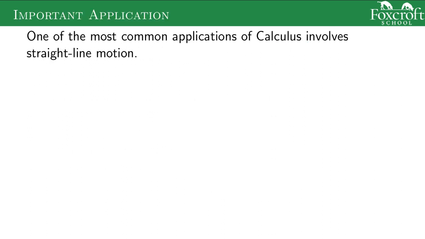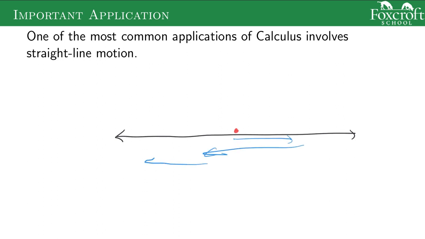All right, one of the most common applications of calculus involves straight line motion. So a lot of times it'll talk about this particle. They'll put a particle on a straight line, so like a dot, and it'll go right and it'll go left and it'll slow down and speed up and all this stuff. But basically, it's straight line motion. There's one thing just moving backward and forward along a straight line.